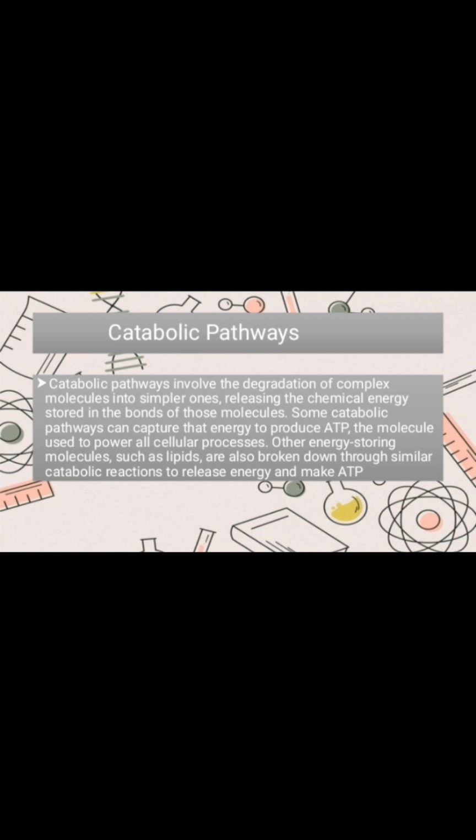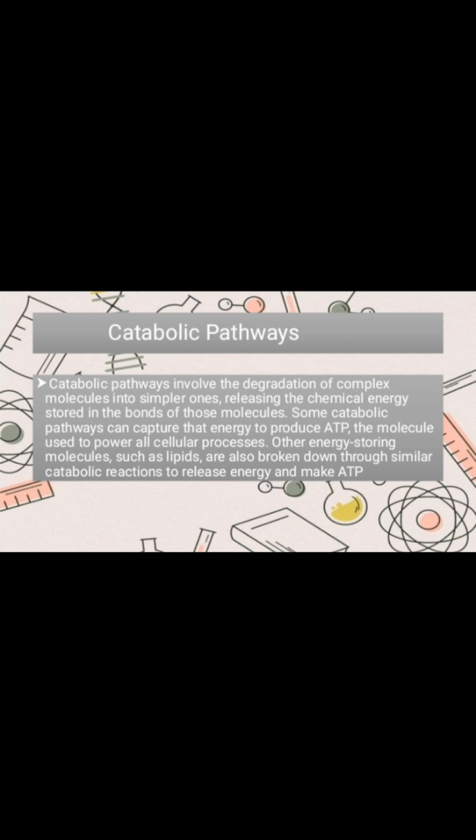So now let's proceed to catabolic pathways. Catabolic pathways involve the degradation of complex molecules into simpler ones, releasing the chemical energy stored in the bonds of those molecules. Some catabolic pathways can capture that energy to produce ATP, the molecule used to power all cellular processes.